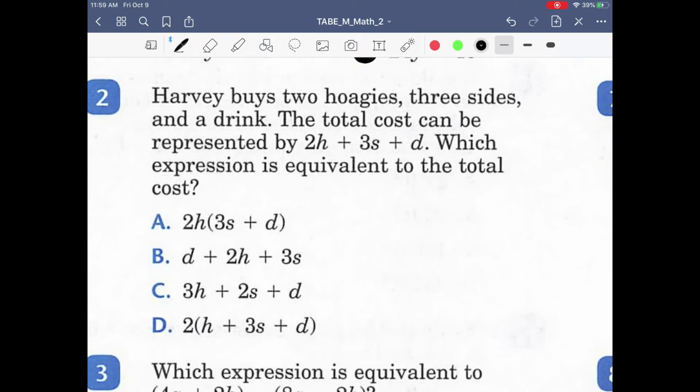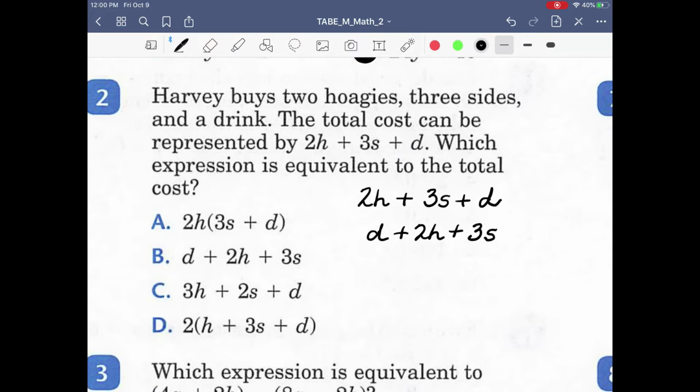Number 2. Harvey buys 2 hoagies, 3 sides, and a drink. The total cost can be represented by the expression. Which expression is equivalent to the total cost? Well, 2h plus 3s plus d. None of these terms can be combined because they are not like terms. They're not the same variable. What I would think of doing, though, is to standardize this, and that means to put it in alphabetical order and see if this is one of our choices. And I'm thinking that it is B.